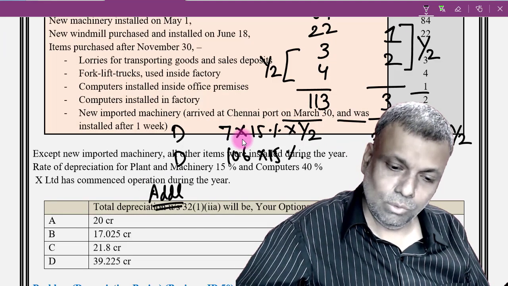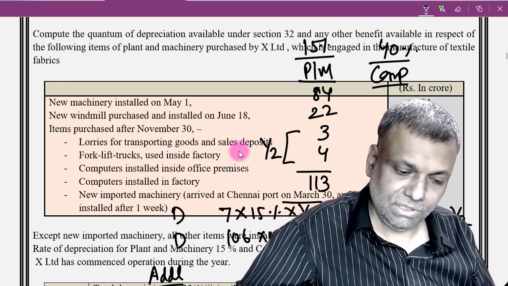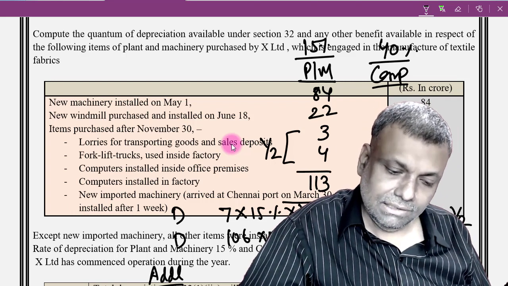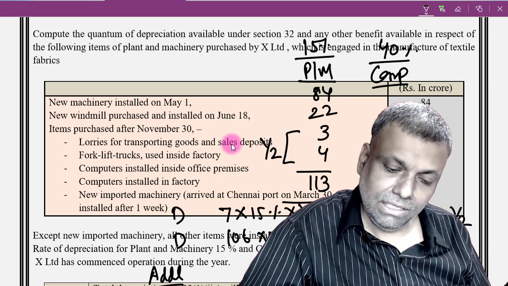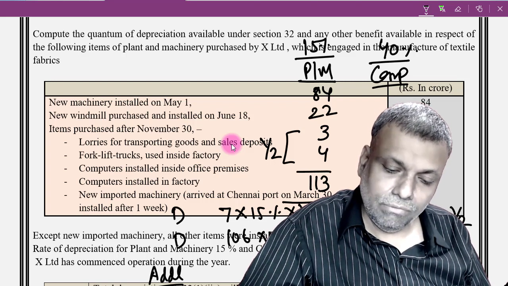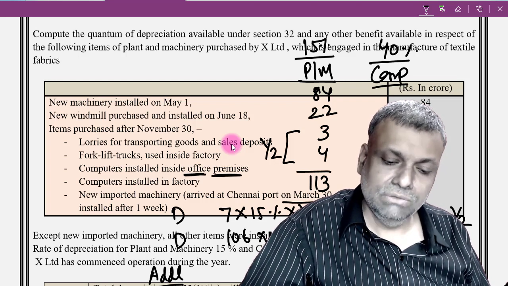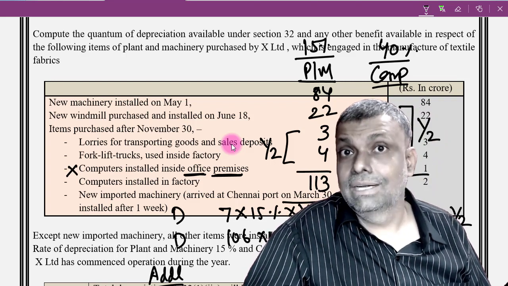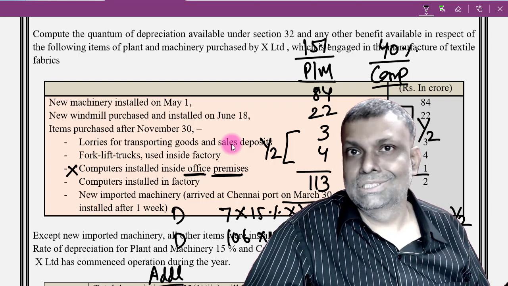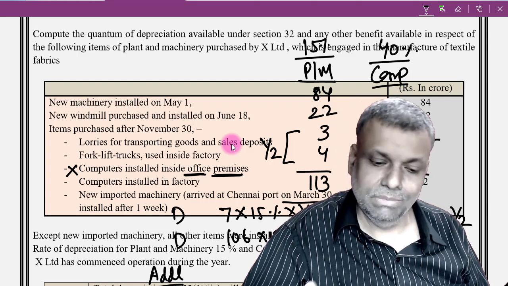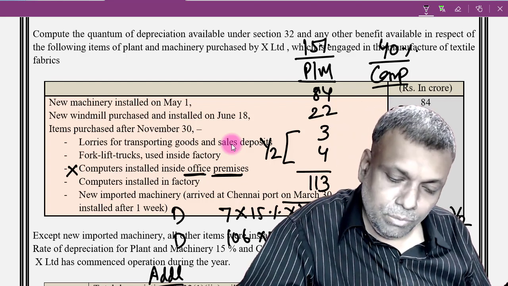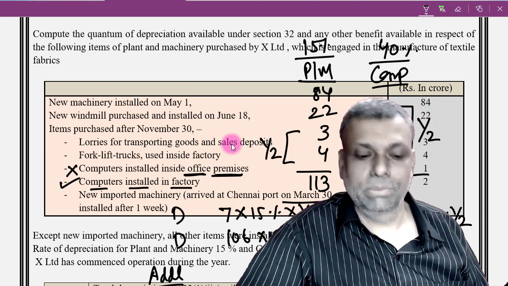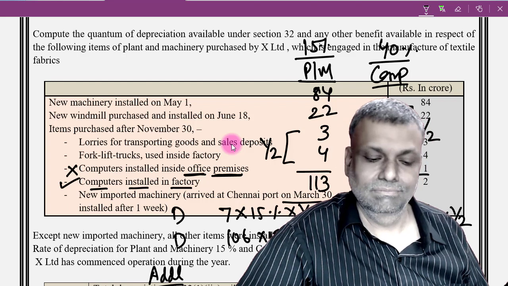Now, in this particular question, we already have some data like that: new machinery, new windmill, lorries, forklift inside the factory, computers installed in the office premises. Computers installed in the office premises will not get additional depreciation. Normal depreciation you will get because it is for business purpose, but the additional you will not get. Computers installed in the factory will be eligible for additional depreciation.